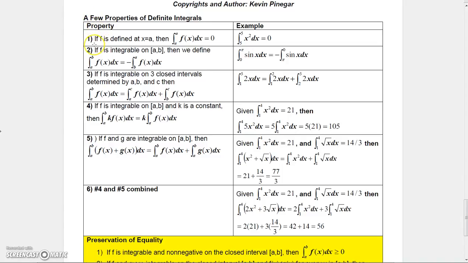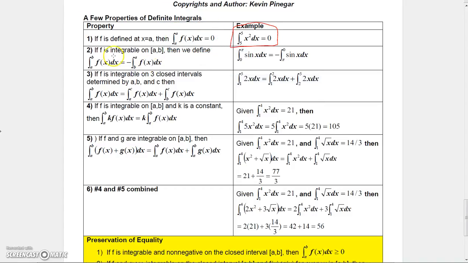First of all, if f is defined at x equal a, then anytime you integrate a function from a to a, you're always going to get 0. And that makes sense because if you integrate a function x squared, say from 5 to 5, then if you think in terms of area, you're not really given any width. There's no width to the actual area, so basically you're going to get 0.